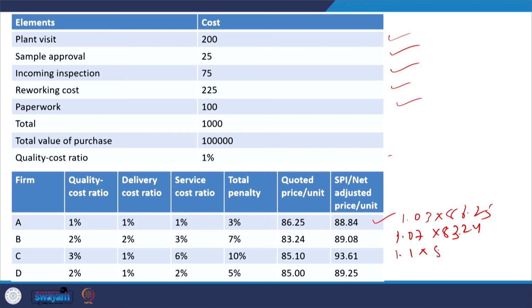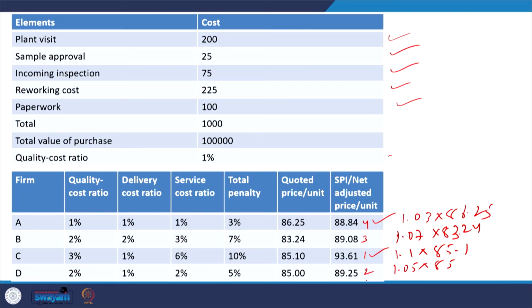1.1 into 85.1 and 1.05 into 85. Now, this figure that is coming includes the penalty. If you look at these four, you can easily say this is the costliest one, then second is this one, third is this one and fourth is this one. So this gives you an idea when actually looking at the total cost of ownership, which supplier is the best for me.